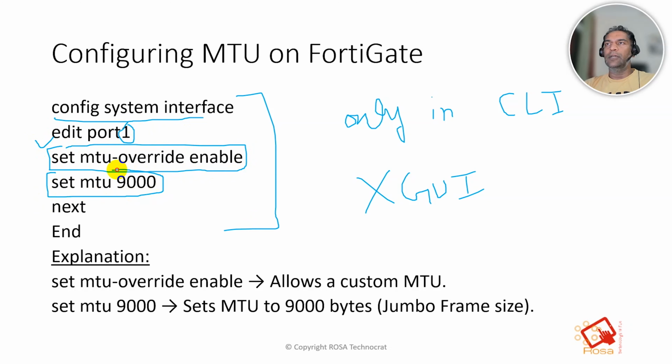Set MTU to 9000, for example, the maximum or jumbo MTU for a frame. Next and end. So this is how you configure the MTU on a FortiGate interface. What this command does is set MTU override enable, which allows a custom MTU. If you don't do MTU override enable, this change will not take effect, or it will not even give you the option for this command. You will not be able to execute this command until you enable the override. Override enable means changing the default configuration of the MTU, which is 1500.